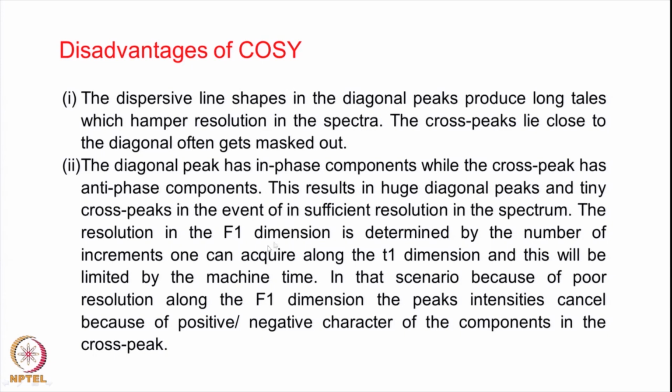The resolution in the F1 dimension is determined by the number of increments one can acquire along the T1 dimension, which I mentioned, and this will be limited by the machine time, because every time you want to increase the number of increments in T1, it will be a separate experiment. Each T1 increment is a separate experiment, therefore the experimental time will go up, and that will produce a lot of restrictions on your experiments. So in that scenario, because of poor resolution along the F1 dimension, the peak intensities cancel because of the positive and negative character of the components in the cross peak. This is a disadvantage, and how to get over this problem has been a subject of development, and we will discuss that as we go along.